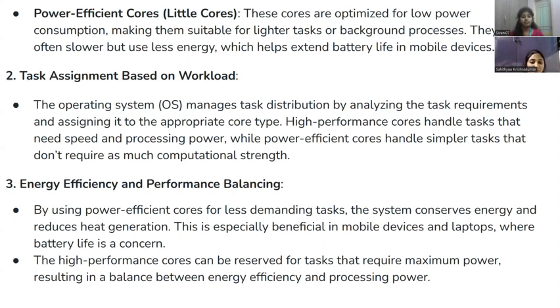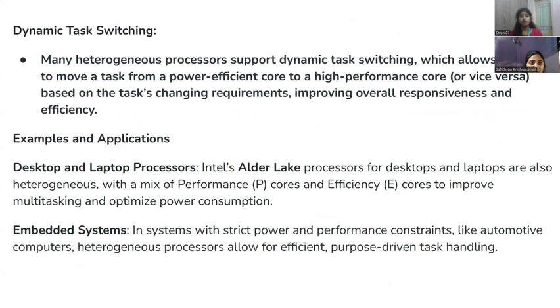And then we have dynamic task switching. Speaking about this, dynamic task switching means that it allows the operating system to move a task from one type of core to another, depending on the task's changing demands. This flexibility ensures that the system can respond quickly to new requirements and use its resources as efficiently as possible.